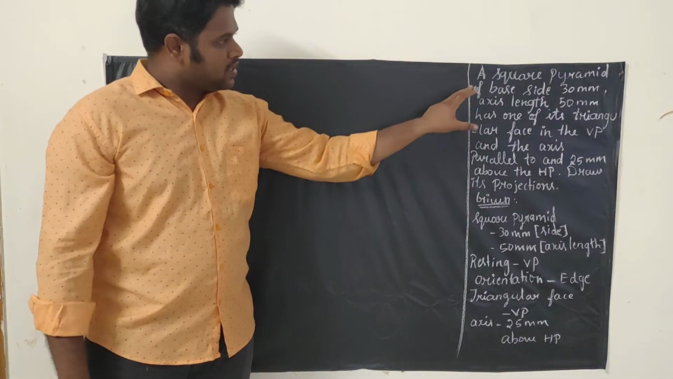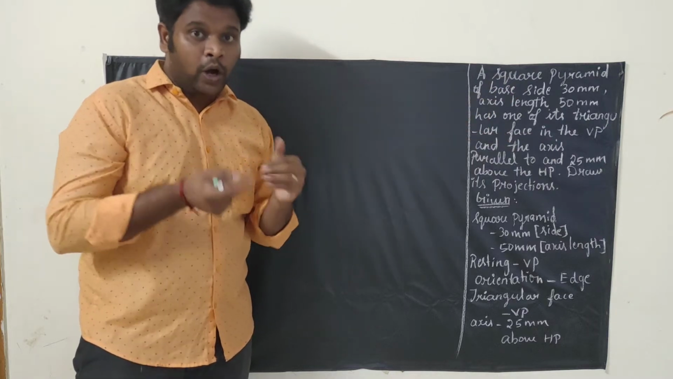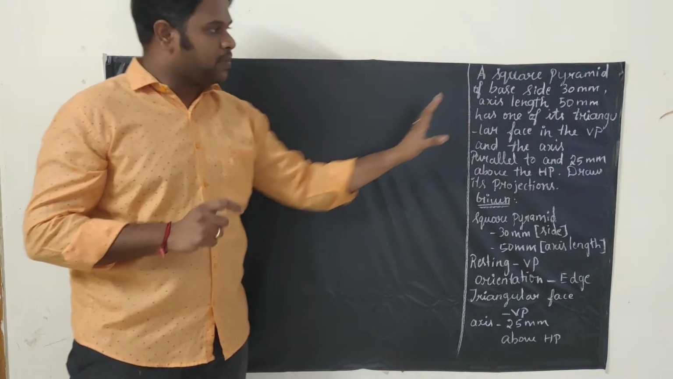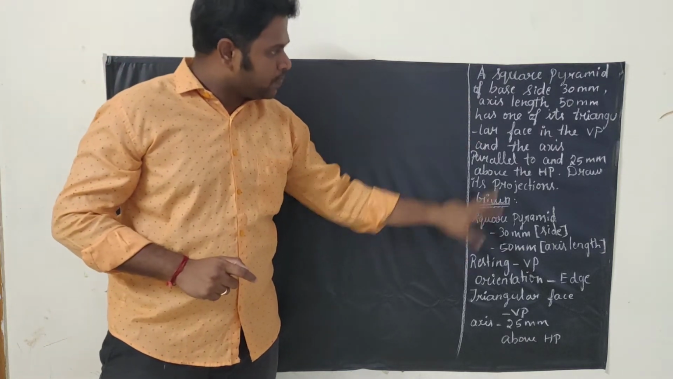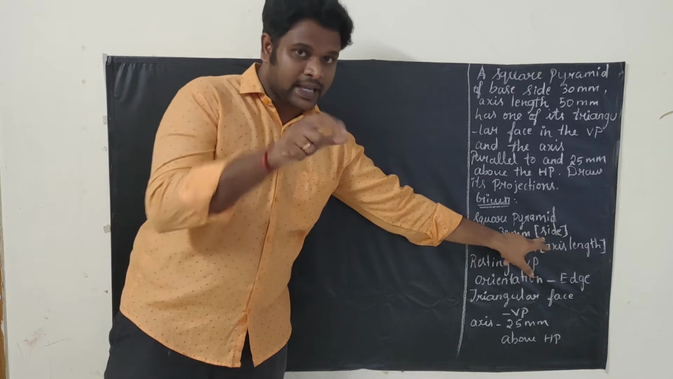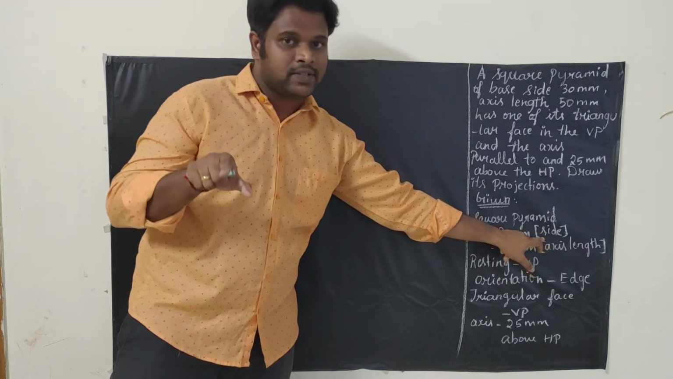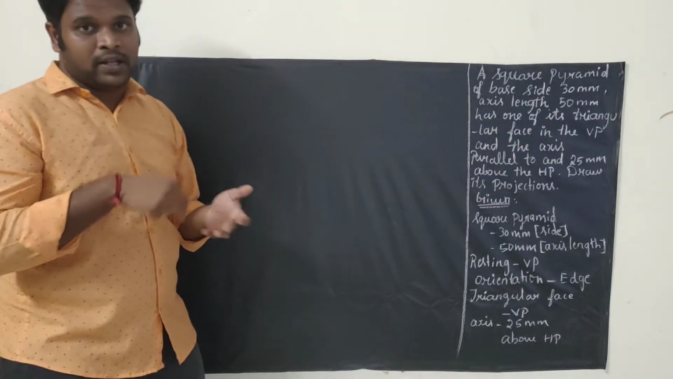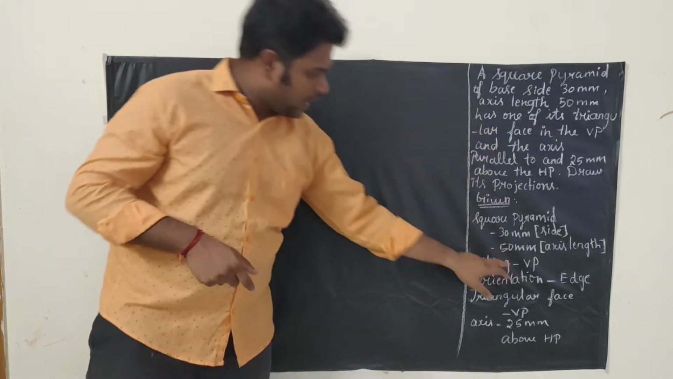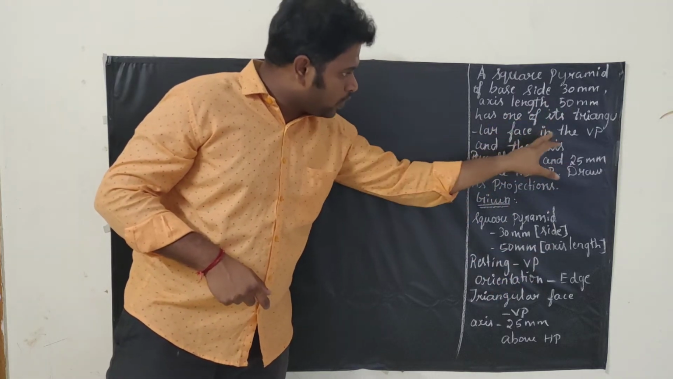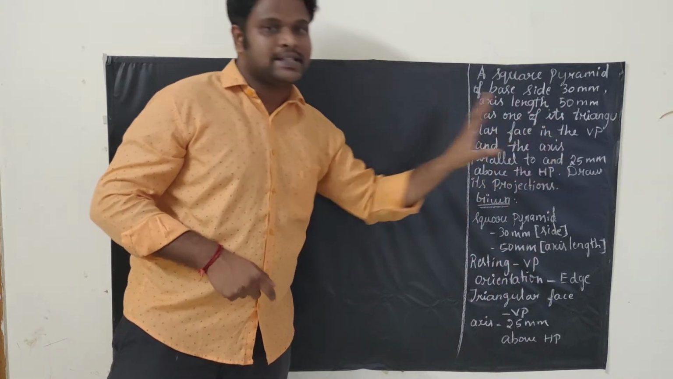The problem is a square pyramid. First of all, we need to understand what type of diagram we are going to draw. We are going to draw a square pyramid that has a base side of 30 mm. So all the sides of the square will be 30 mm. Axis length is 50 mm, that is the height of the pyramid. The pyramid has one of its triangular faces in VP.